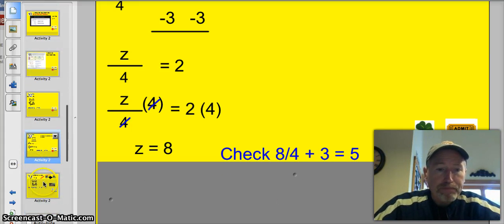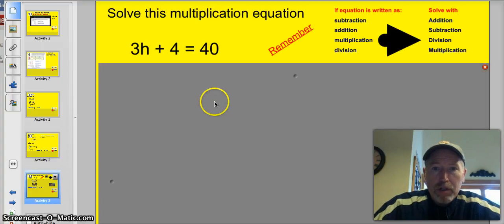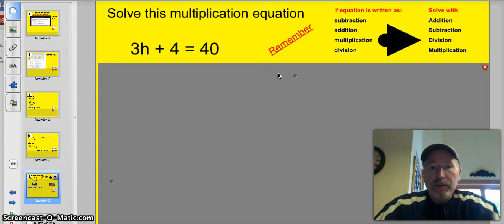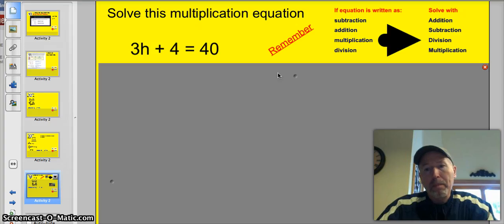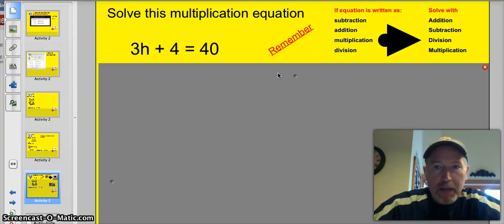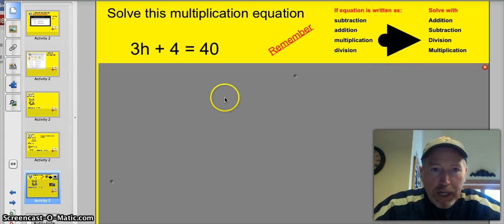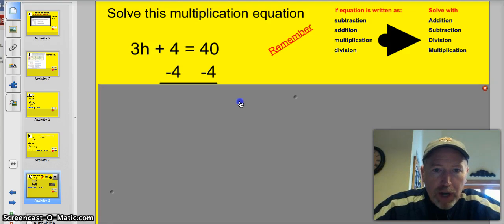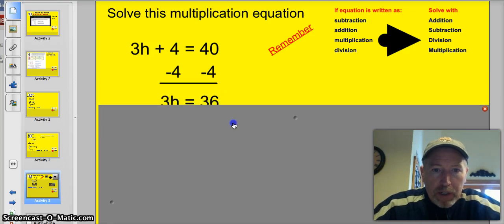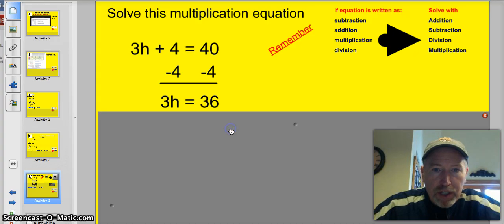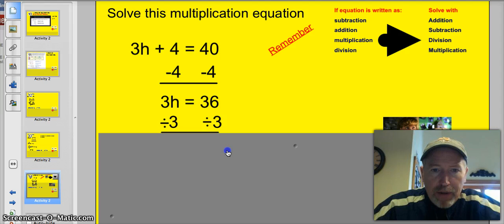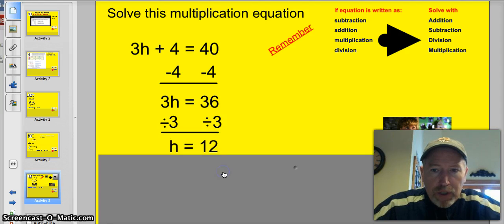All right. Solve this multiplication equation. Go ahead and give it a shot. Okay, I put this little cheat sheet back in over there this time to help you, since you're working on your own. All right. Well, first of all, you should have subtracted 4. That would leave you 3h equals 36. You can probably solve that in your head. But if you divide each side by 3, you get h equals 12.